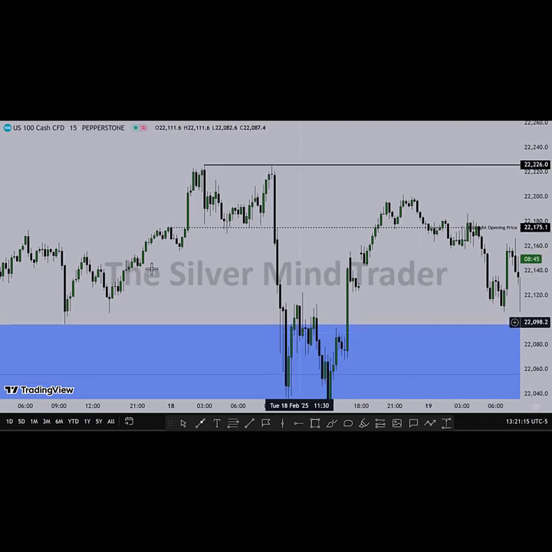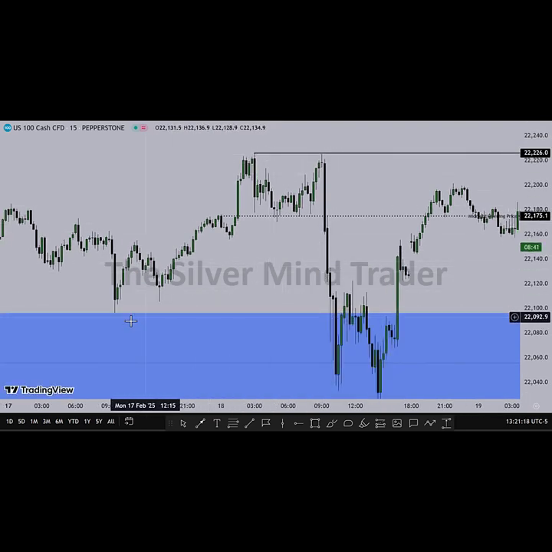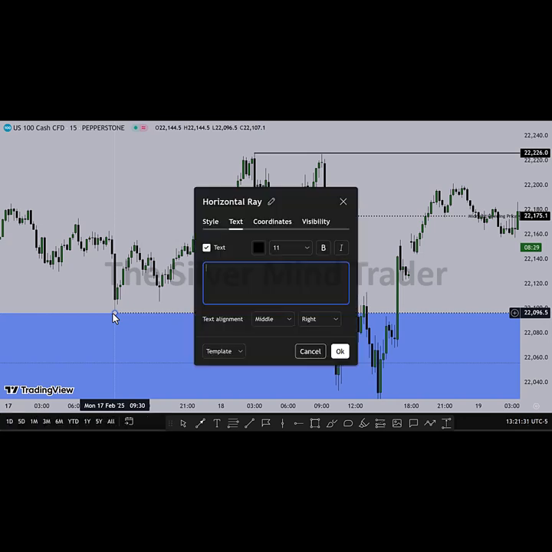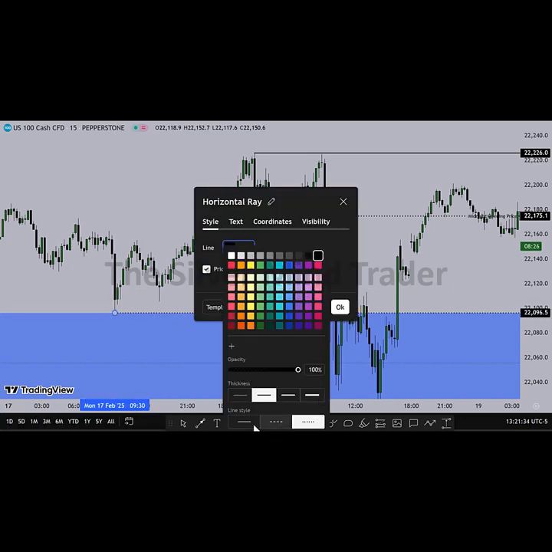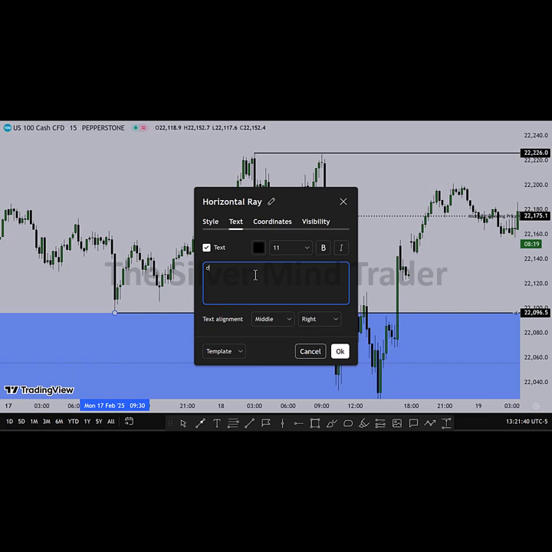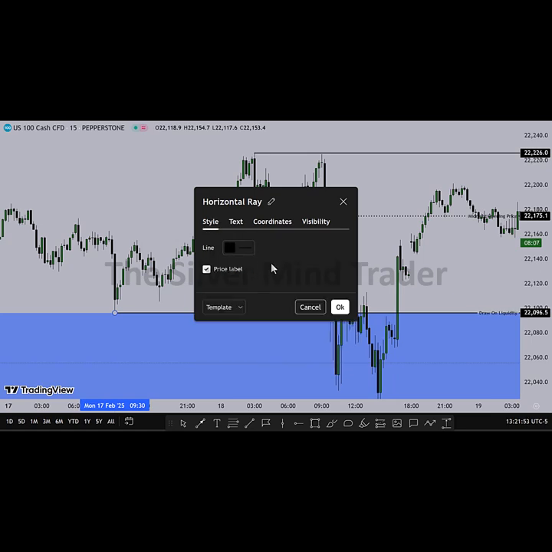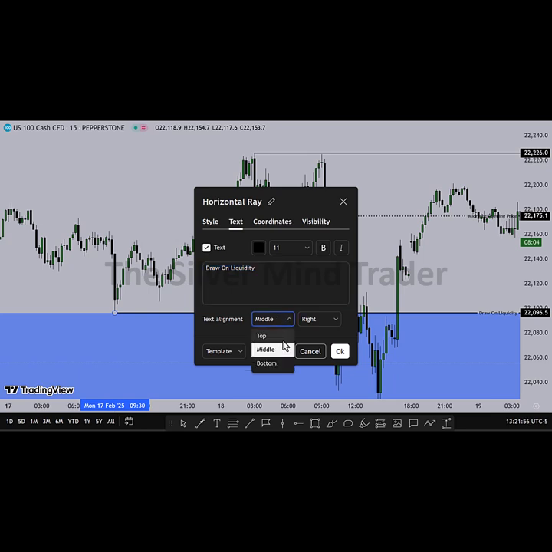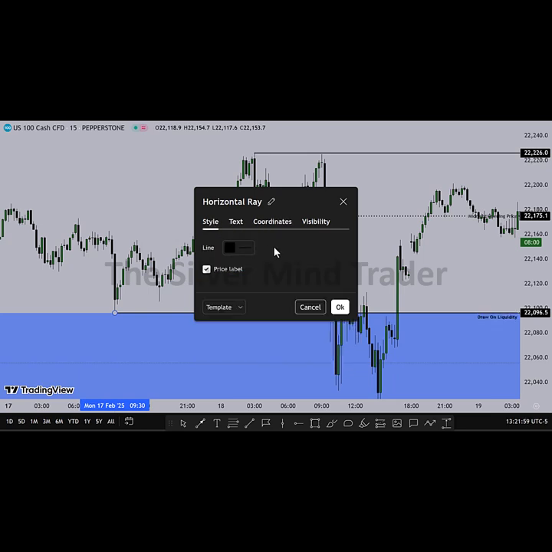So we have that, and I want you guys to look at this low right here. That's sell side liquidity, and that was the draw on liquidity for price today. That was where price was running to or drawing to today during the AM session. So that's sell side liquidity.